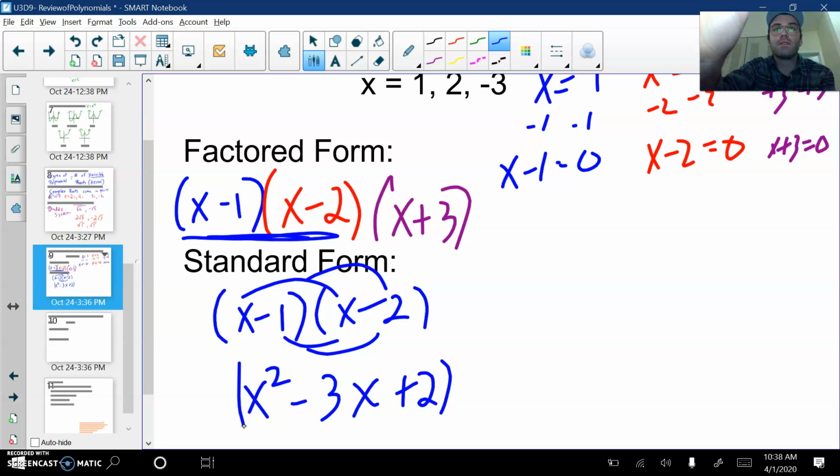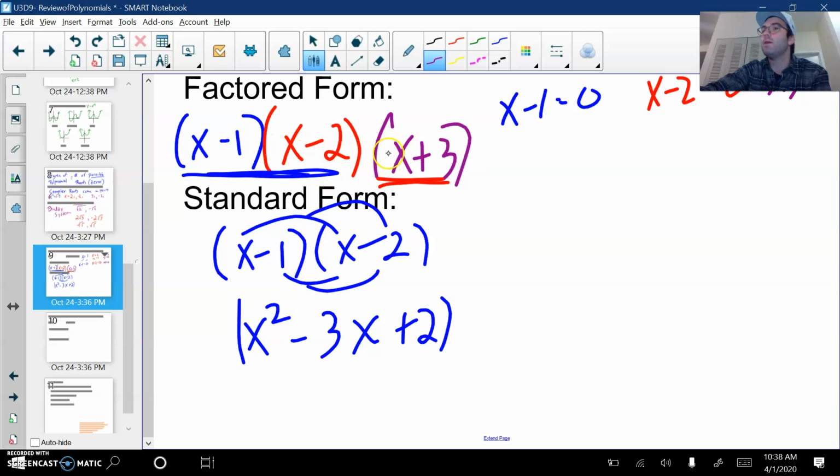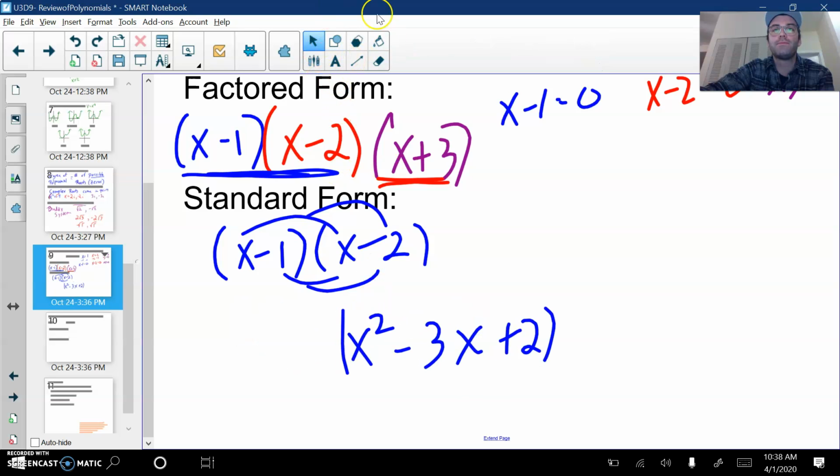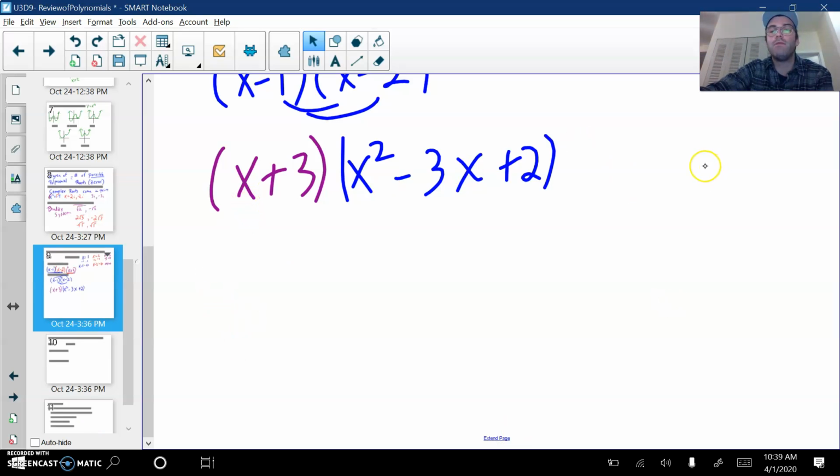But I also have this x plus 3 to consider. I haven't done anything with the x plus 3. So I don't multiply the x minus 2 times the x plus 3 now and then add them. What I do is multiply x plus 3 to this trinomial. So I'm going to put the x plus 3 in front. I think it's easier this way. Now I'm going to multiply this x plus 3 to everything in there.